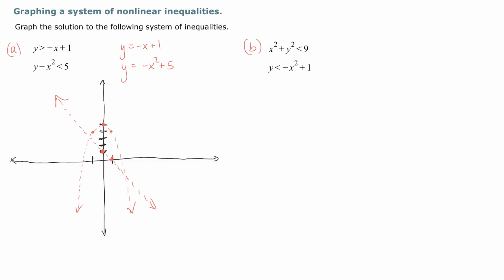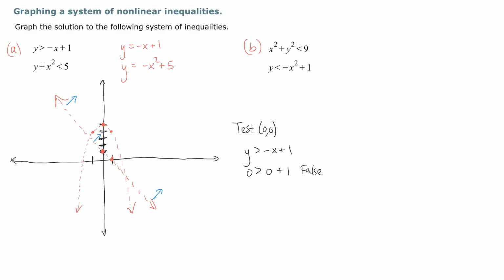Now, let's see. What we're going to do is test the original inequality for both of them. Now, a convenient point to test is the origin, 0, 0, because the origin is not on either graph. So let's start with this one. Is 0 greater than 0 plus 1? And that is false. So I tested the line, and I got to shade the true side. So I got to shade this way, and this way, according to that statement.